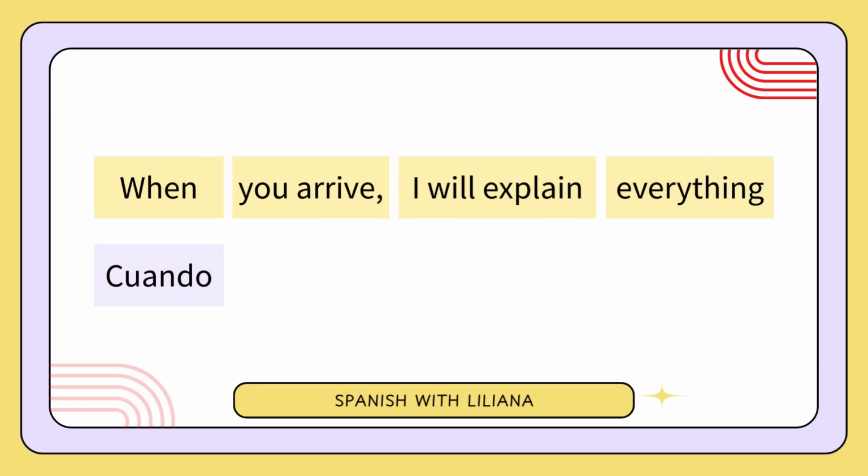We already saw before that when is cuando. Cuando. You arrive, llegues. Cuando llegues. We can add the pronoun as well. Cuando tú llegues. I will explain. Te explicaré. So here we're using the pronoun te because I'm saying I will explain to you. Explicaré is will explain. It's the verb conjugated to the future tense.